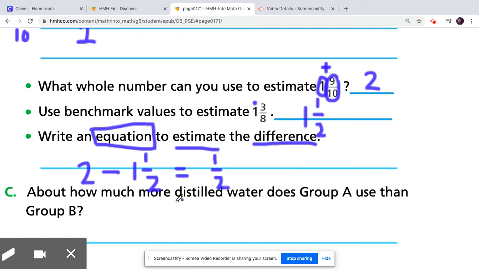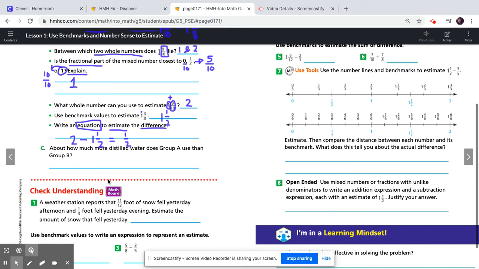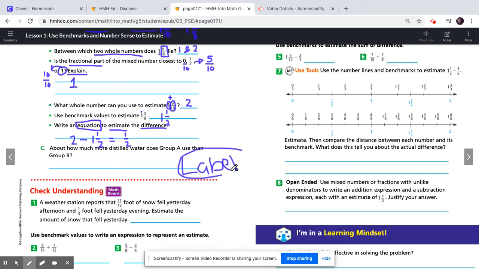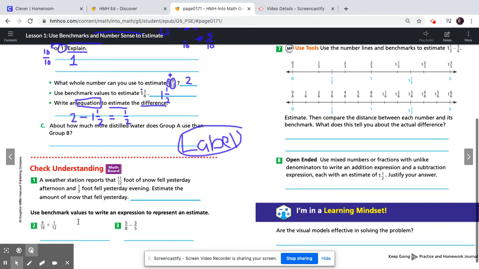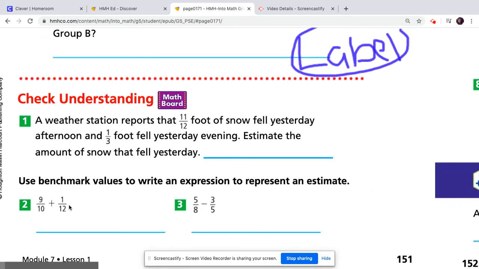And then finally, in part C, you're going to just say how much more they actually used and label, okay? You have to label. Okay, you're in 5th grade. It is May. You should know how to label your answer. Okay, so part C, just give me your answer, label it. Okay, number 1 for the check understanding, what it wants you to do is basically what we did up above without all the mini steps.